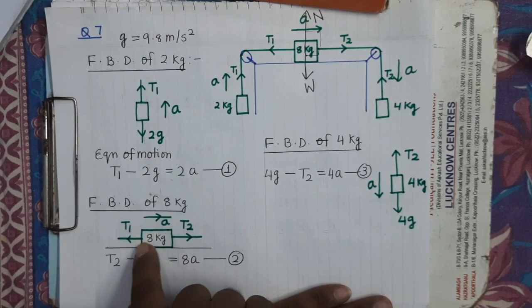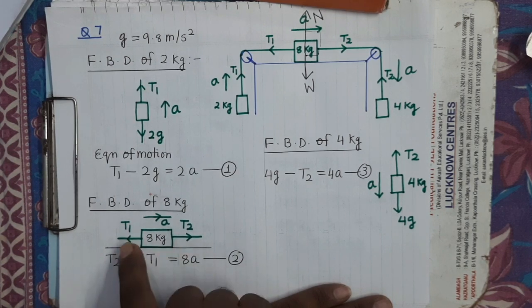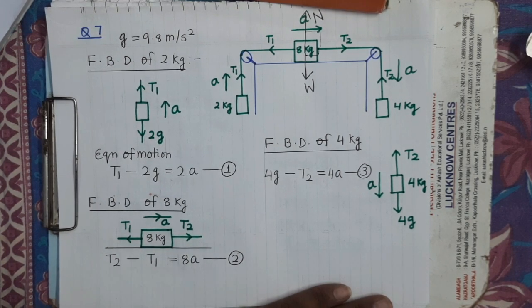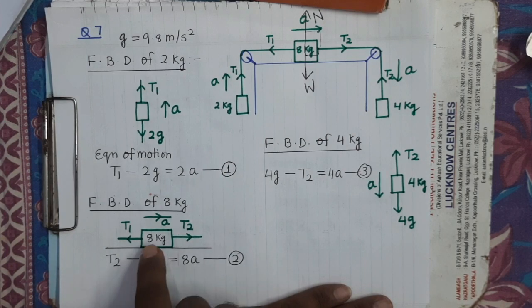Now this 8 kg block is moving in this direction. So which force will be bigger? T2 will be bigger and T1 will be smaller. Since they are acting in opposite directions, the net force will be T2 minus T1, which equals its mass multiplied by its acceleration, that is 8 into a.